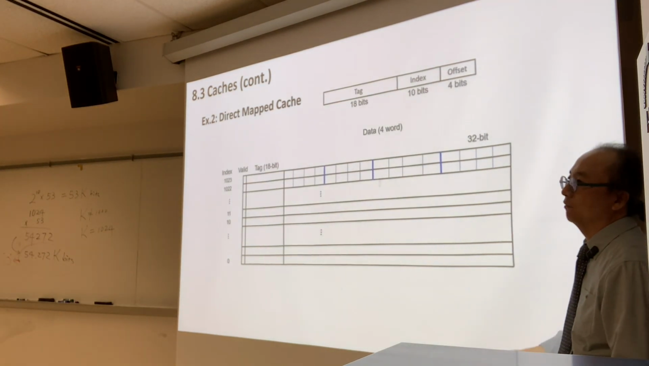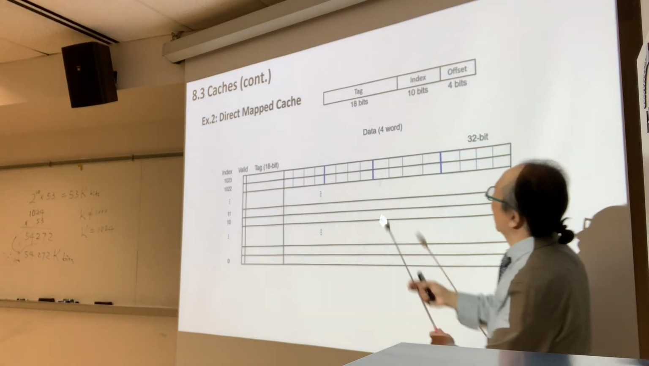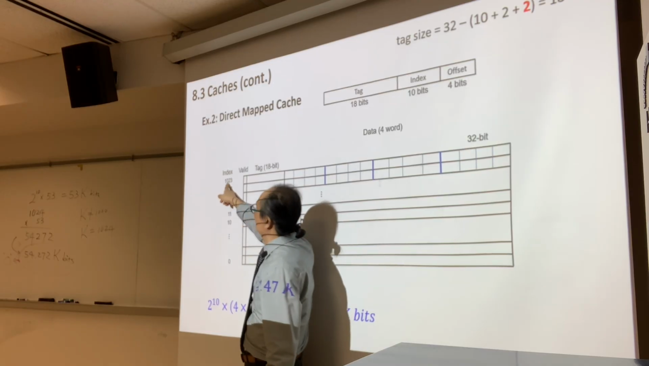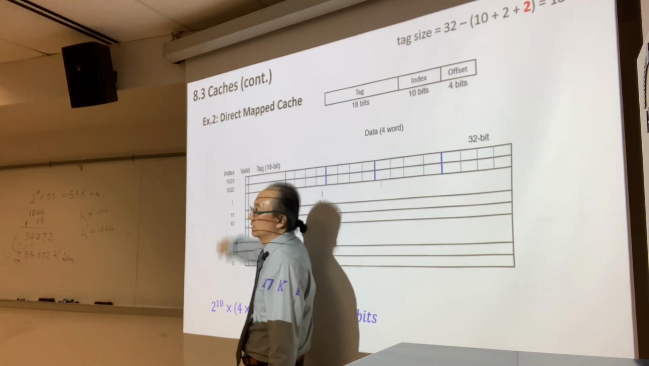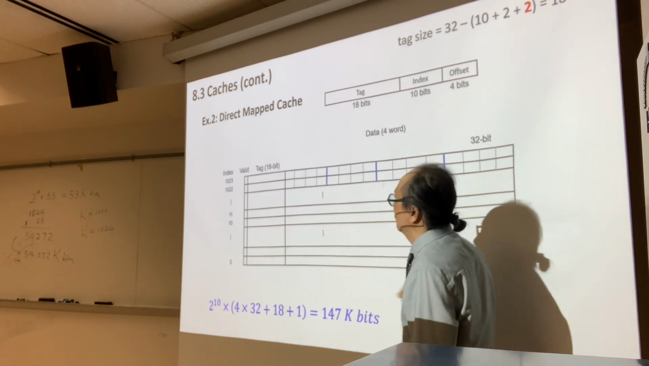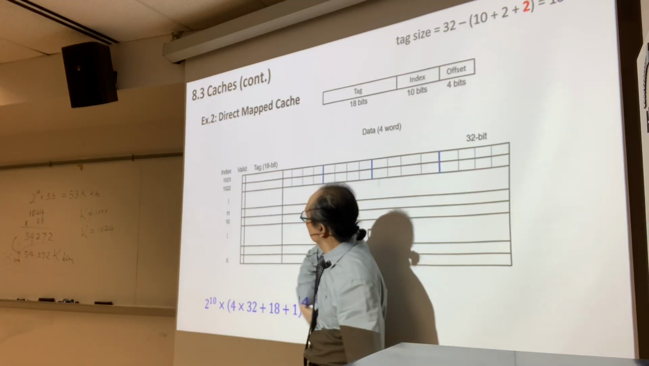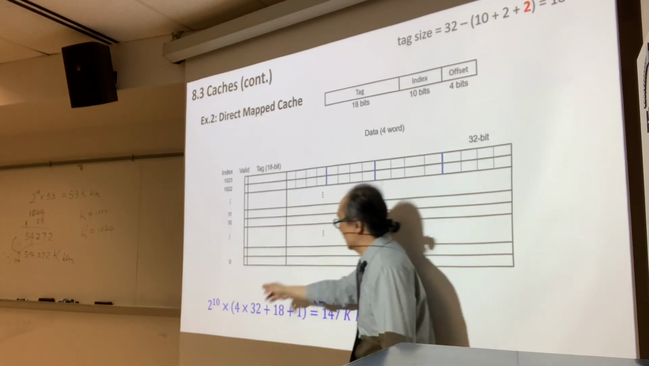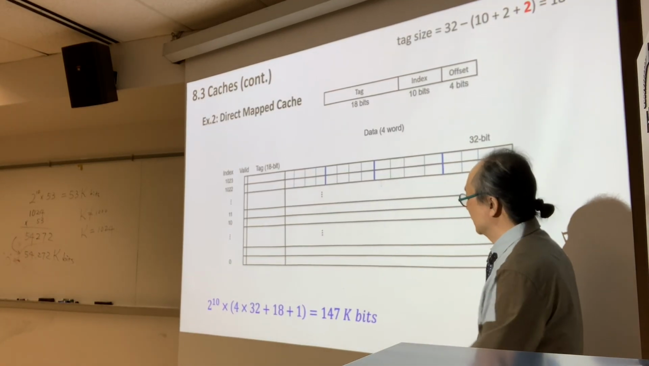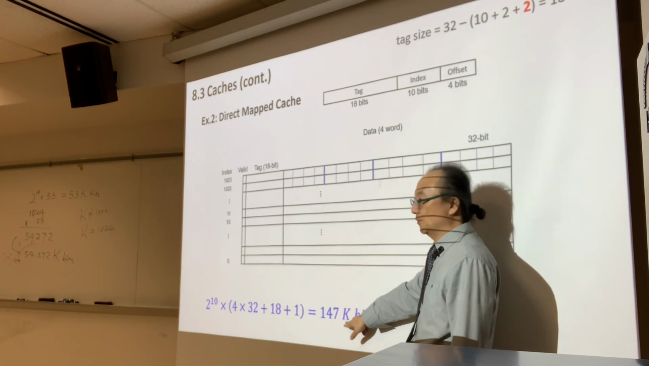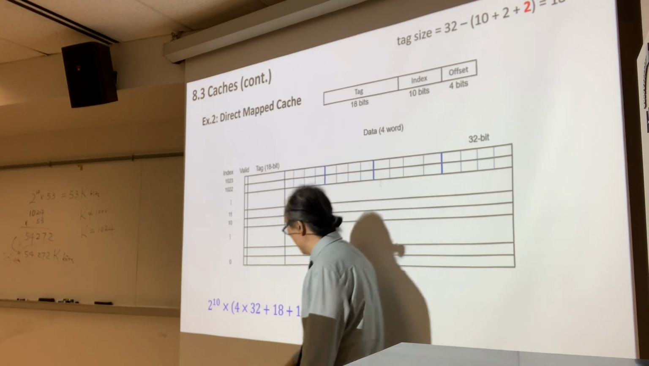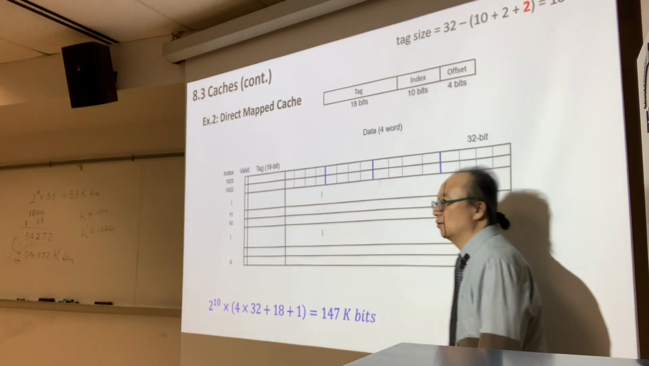So just verifying how we calculate this. And then n, 2 to the n, is 2 to the 10, the 1024 blocks. So the cache size is height times width. How do you find the width? Valid bit, tag size, block size. So this is height times width. Now since I asked you to find it in kilobits, I'm going to keep this 2 to the power of 10 as a kilo, and the rest you add up, 147.